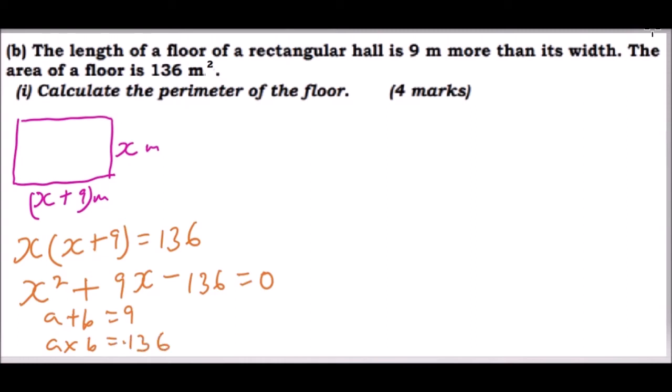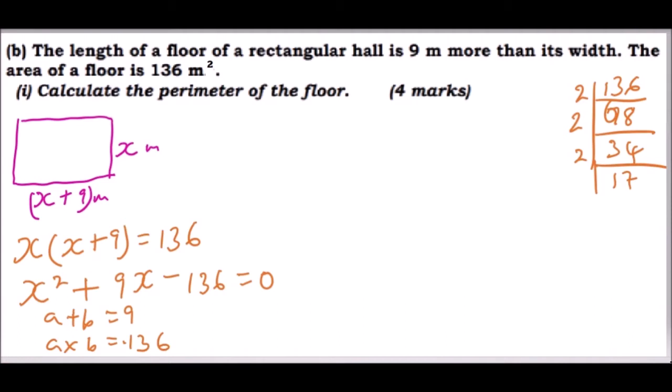So to be able to get that, maybe you can factorize 136. 136, you say it is 2 times 68. Then 68 divided by 2 will give us 34. You can say 34 divided by 2 you get 17. We can say 8 multiplied by 17 is 136, and 17 minus 8 is 9. So we can use this to be able to work out that.